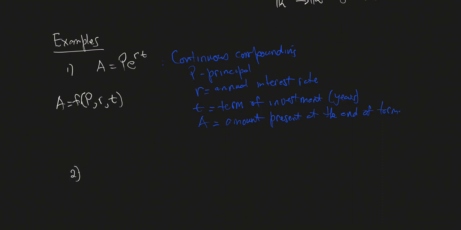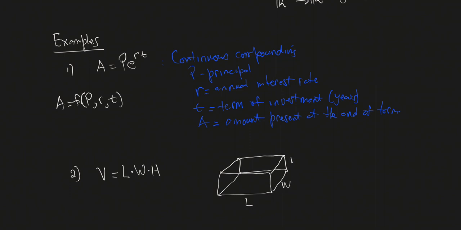Another is look at something like this: volume equals length times width times height. Famous formula for the volume of a rectangular box. This is something that we can actually draw and visualize. So here's my box, and it is somewhat of a rectangle. Pretty good. You have your length, you have your width, you have your height.